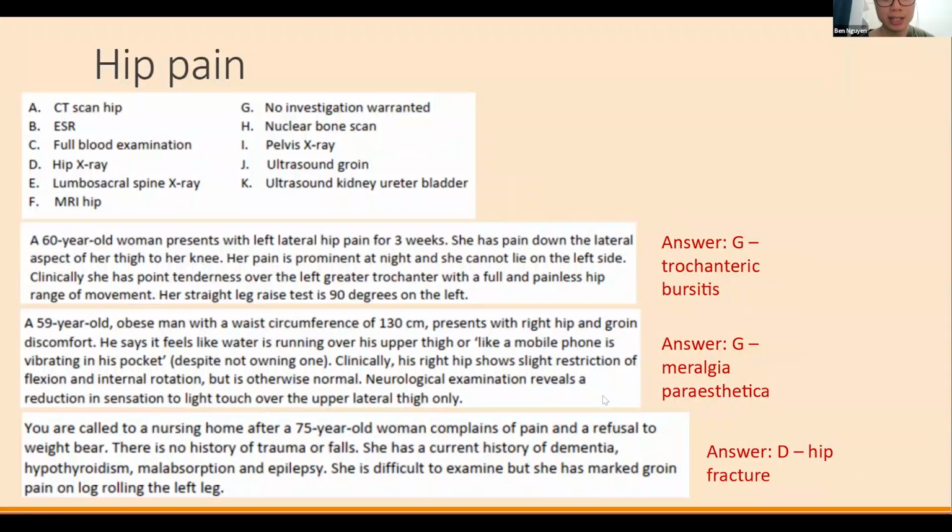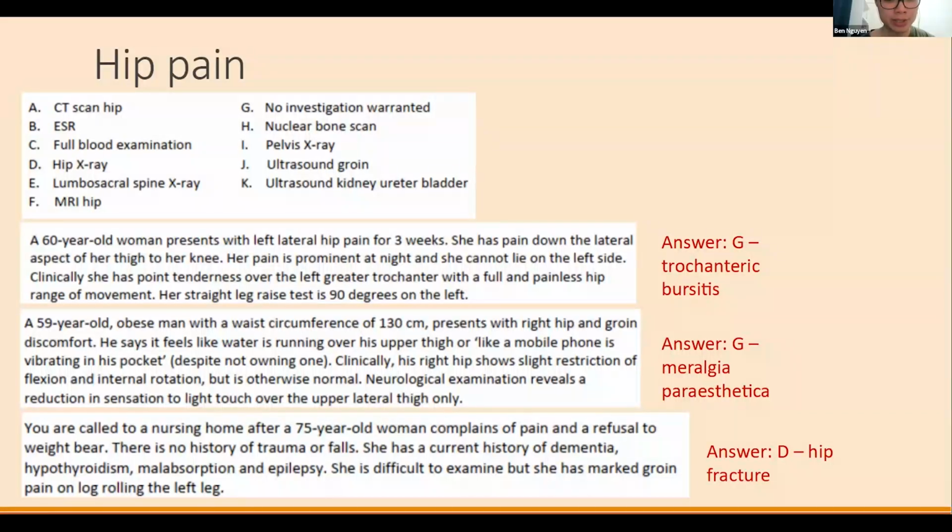So sorry, the second one. The answer for that is also G. I don't know if you guys have actually heard of this before. I've seen it once in my GP rotation. That was this year, not last year. But essentially the buzzword for that is neurological symptoms over the lateral part of the thigh. And it's caused by compression of one of the nerves, which I'll go through next slide. But anyway, you don't need to do any investigations for that either.